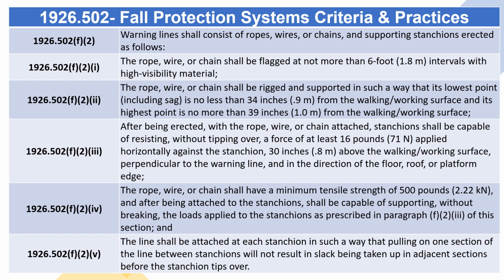The rope, wire, or chain shall have a minimum tensile strength of 500 pounds, 2.22 kN, and after being attached to the stanchions, shall be capable of supporting, without breaking, the loads applied to the stanchions as prescribed in paragraph (f)(2)(iii) of this section, and the line shall be attached at each stanchion in such a way that pulling on one section of the line between stanchions will not result in slack being taken up in adjacent sections before the stanchion tips over.